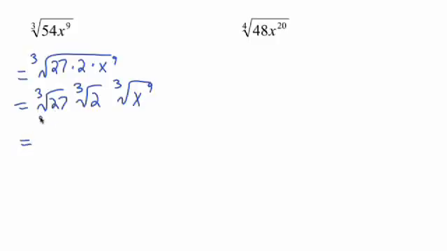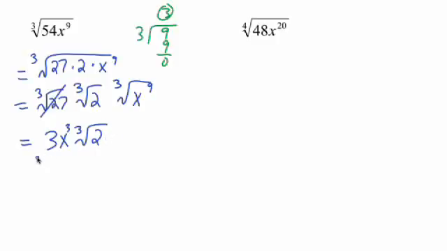The cube root of 27 is 3. 3 times 3 times 3 is 27. We're going to have a cube root of 2 left over. And here, 3 divides into 9 3 times with a remainder of 0. So that gives me an x cubed out here, and there's no x here. So this is the final answer, 3x cubed times the cube root of 2.